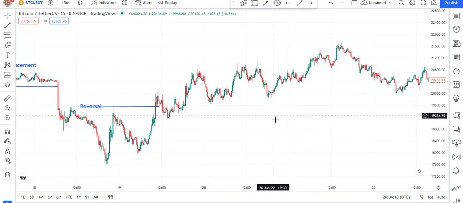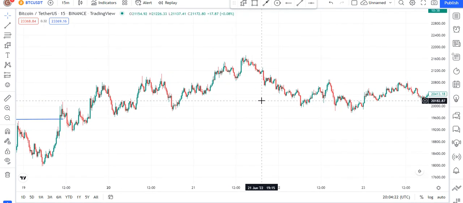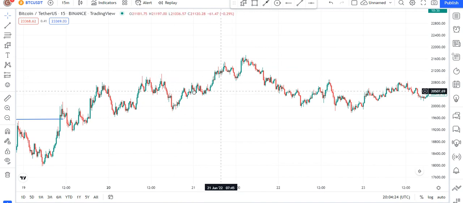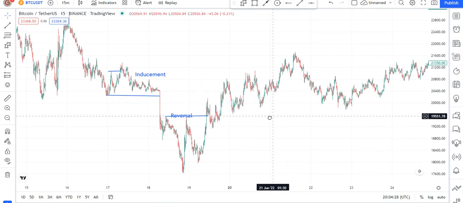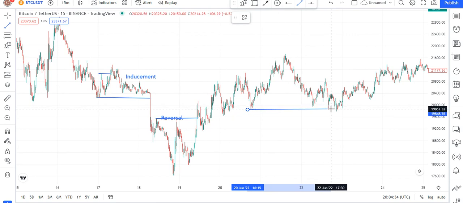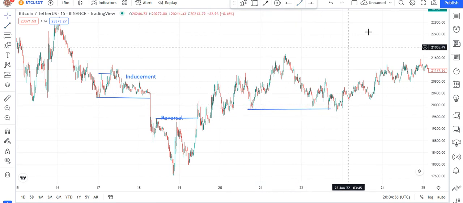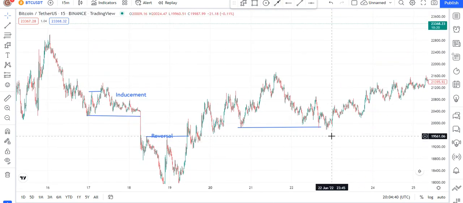Looking at something like this as well, we took out this low right here, and still continued the uptrend.